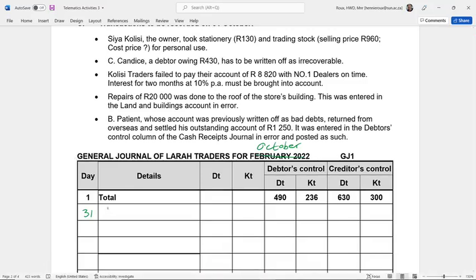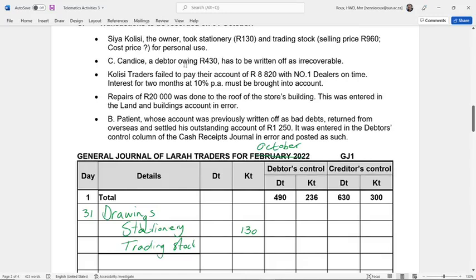The owner took something. Whenever the owner takes something for own use, we know we debit drawings, and we credit whatever he took. He took stationery and he took trading stock. Stationery to the value of 130 Rand.